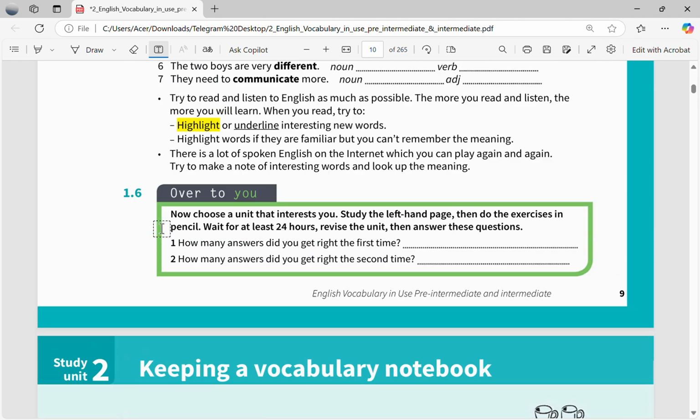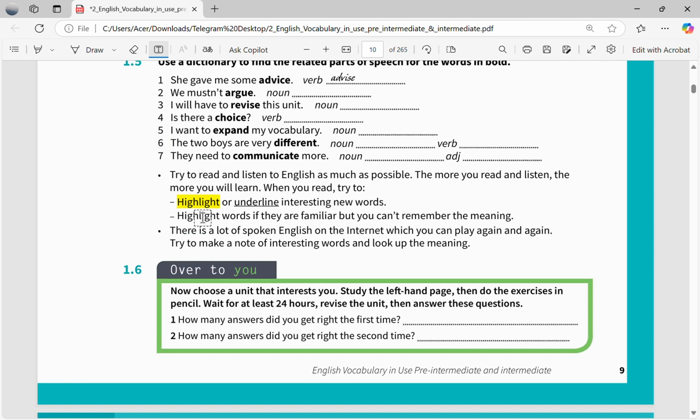Let's continue. Okay, let's highlight and underline. Highlight words if they are familiar and you can remember the meaning. There's a lot of spoken English on the internet, which you can play again and again. Try to make a note list. Underline words you're unsure of. Look up the meaning. How many answers did you get right the first time? How many answers did you get right the second time?